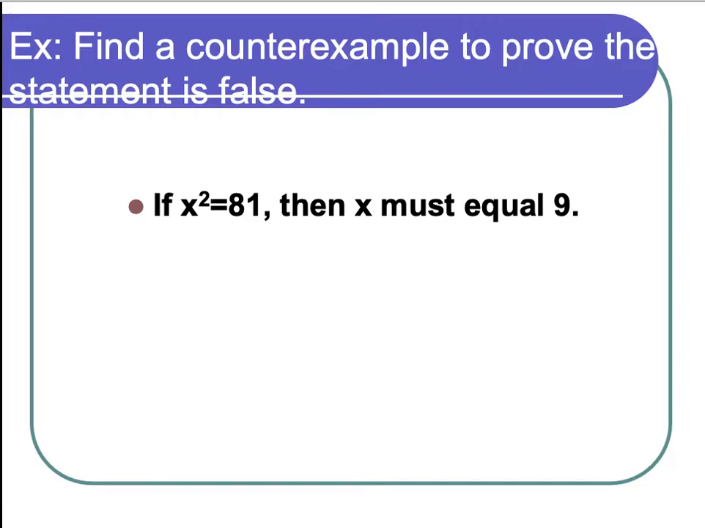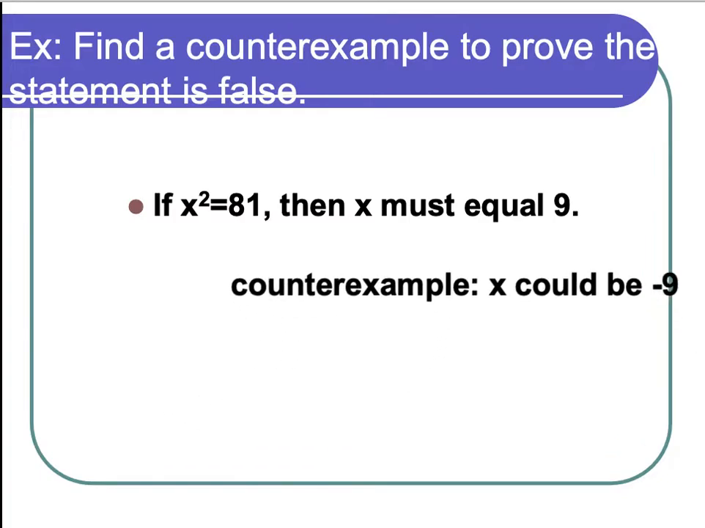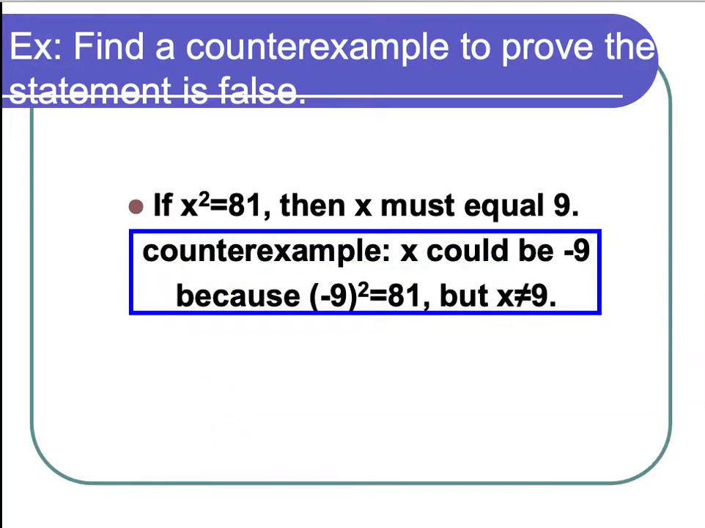How am I going to show it? I am going to find another number that, if I square it, the result is still 81. So my counterexample is x could be negative 9, because negative 9 squared is 81, but x is not equal to 9. So I already gave the counterexample that not all the time is the value of x 9. I can change the value of x into negative 9.